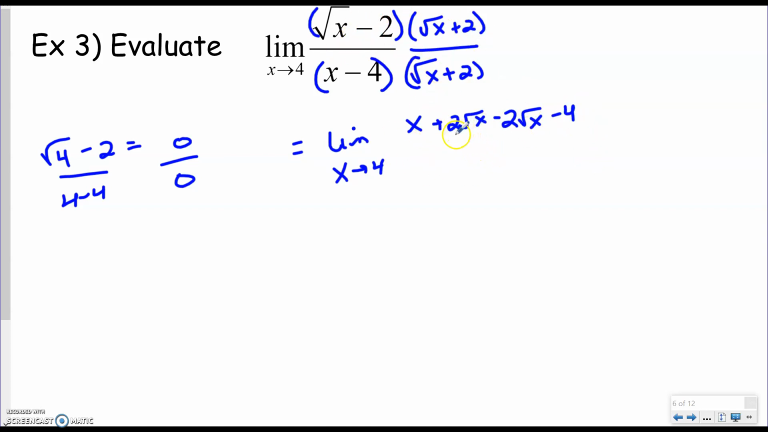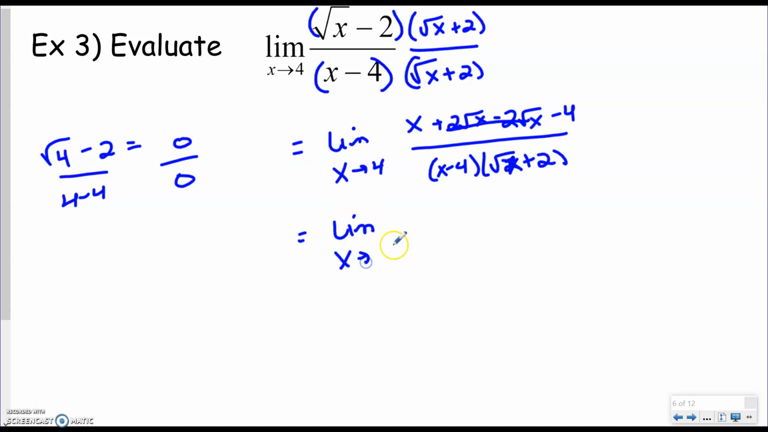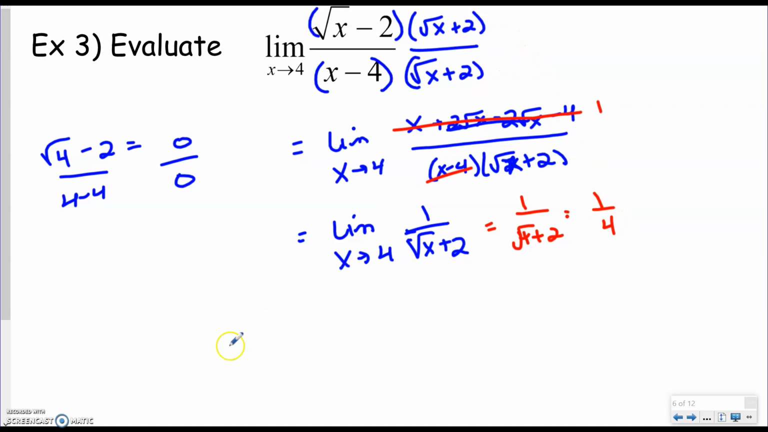So distributing all that out, we get 2 square root of x minus 2 square root of x cancel, and then we have x minus 4. I'm not going to multiply the denominator out. Because now I have x minus 4 in the numerator, and in the denominator, so I end up getting this. Because the numerator cancels with the x minus 4 on the bottom. So that cancels with that, and we're left with 1 up there. So now I can substitute. 1 over the square root of 4 plus 2 gives me 1 over 4 for a final answer.